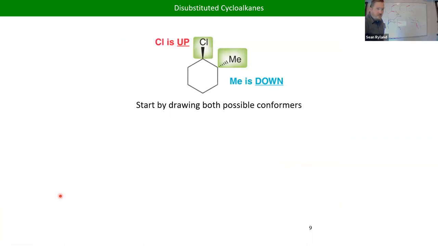All right, so as everybody's getting back here, let's practice. You guys do this one. I just walked through one that looked very similar to this. If you've got the trans isomer of 1,2 chloromethyl cyclohexane, draw both possible chair conformers, and let's predict which one's going to be more stable.